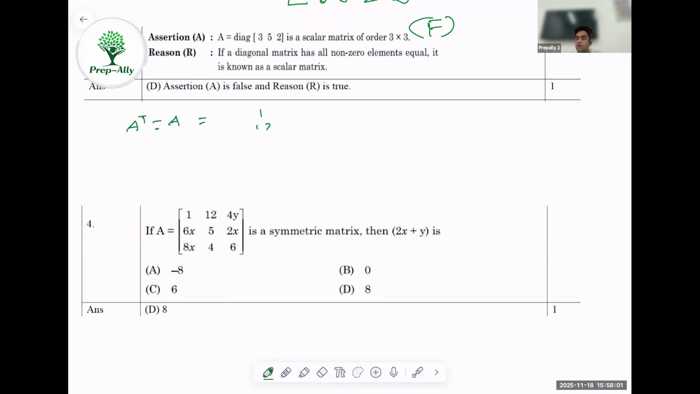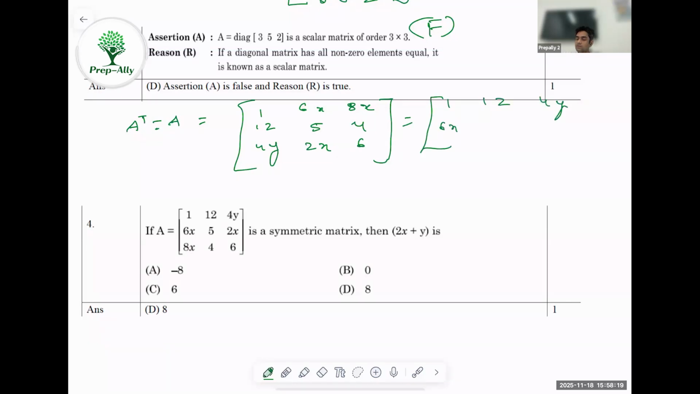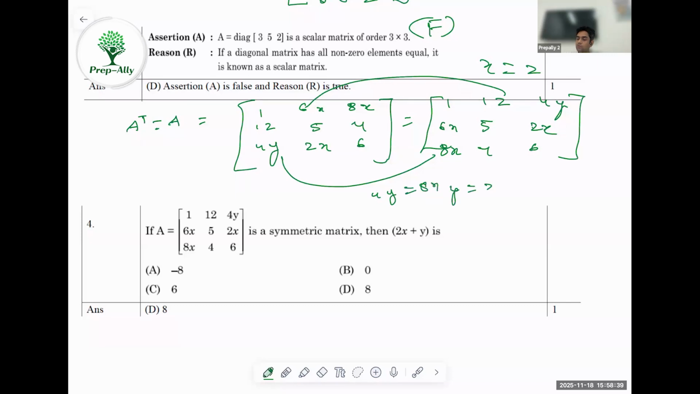So we will get 1, 12, 4y and 6x, 8x, 5, 4, 2x and 6. This value should be equal to the same matrix in the beginning, that is 6x, 5, 2x, 8x, 4 and 6. Now you can just compare the elements. So you can say that 6x is 12, so x will be 2. And directly y we are not getting, so we can get 4y equal to 8x, so y will be twice of x. So y has to be 4. Then just put the value, get the answer.